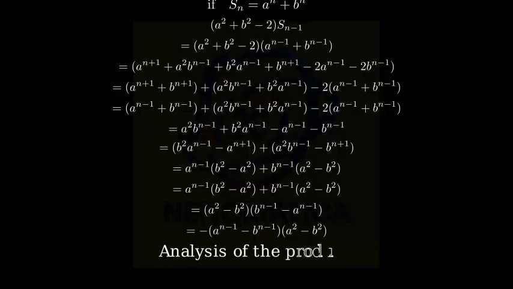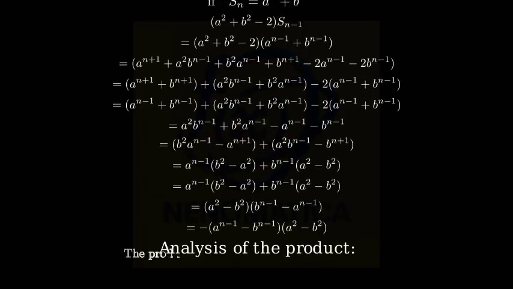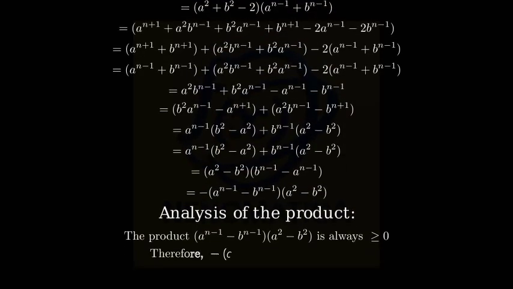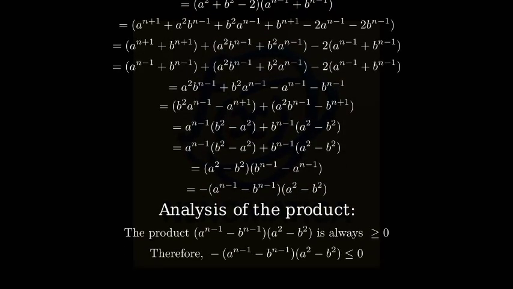Note that since a and b are both positive, and if a is greater than b, then a to any power is greater than b to the same power. This means a to the power n minus 1 is greater than b to the power n minus 1, and a squared is greater than b squared. Therefore, both factors a to the power n minus 1 minus b to the power n minus 1 and a squared minus b squared have the same sign, making their product positive. But since we have a negative sign in front of this product, the overall expression is negative or 0.